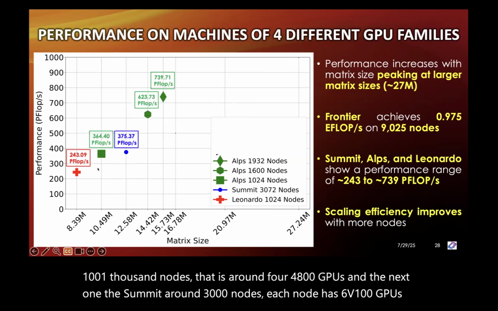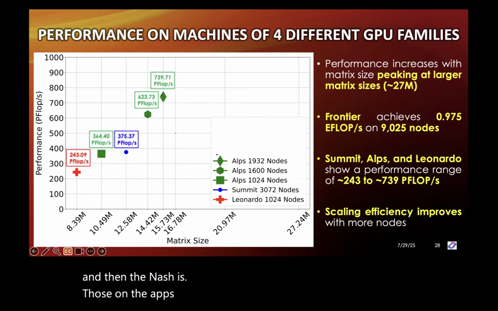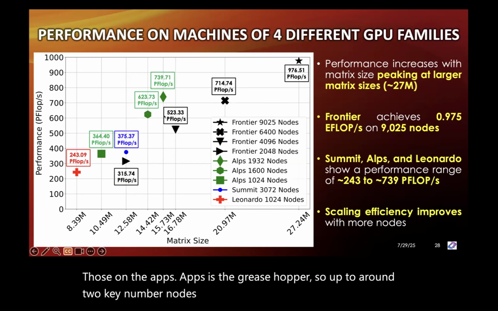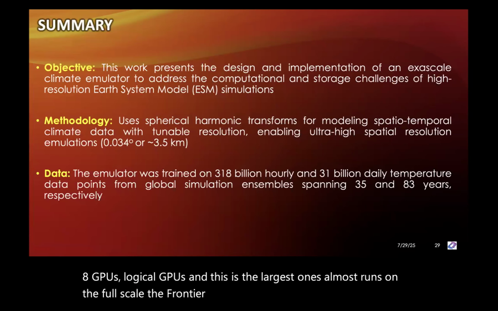And then the next is on multiple nodes on the Alps. Alps is the Grace Hopper, so up to around 2K nodes. And this is the largest one, on the Frontier. Frontier is the AMD-based GPU system, and each node has 8 GPUs, logical GPUs. And this is the largest one, almost running at the full scale of the Frontier system.